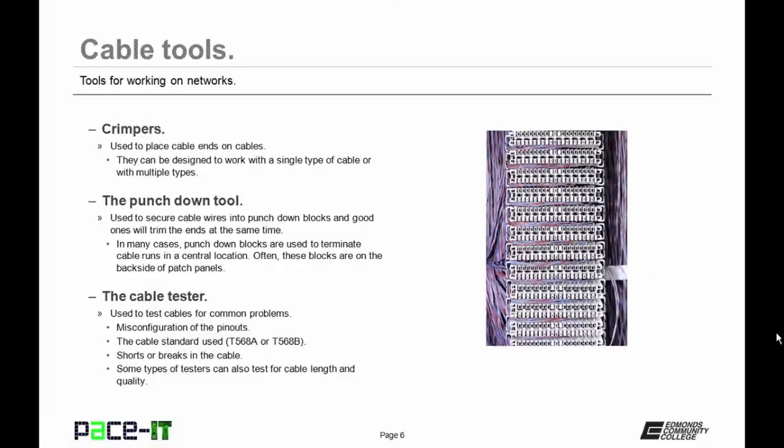Next is the punch down tool. These are used to secure cable wires into punch down blocks, and good ones will trim the ends of those wires at the same time. In many cases, punch down blocks are used to terminate cable runs in a central location. Quite often, these blocks are on the backside of patch panels. Now, a good punch-down tool will actually save your wrists and your fingers from fatigue.